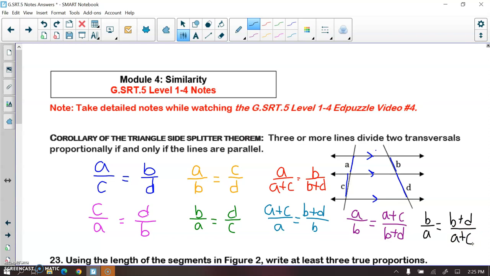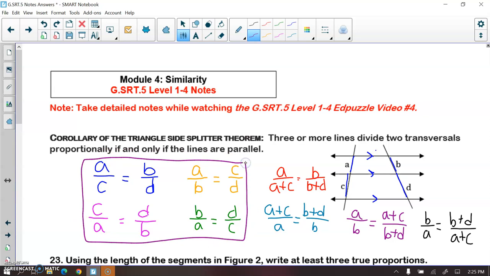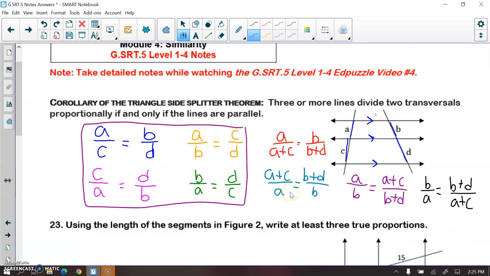There are so many different ways that you can write your proportions. But the corollary of the triangle side splitter theorem would be these 4 possibilities right here. The other ones that I wrote are just using similar triangle rules.